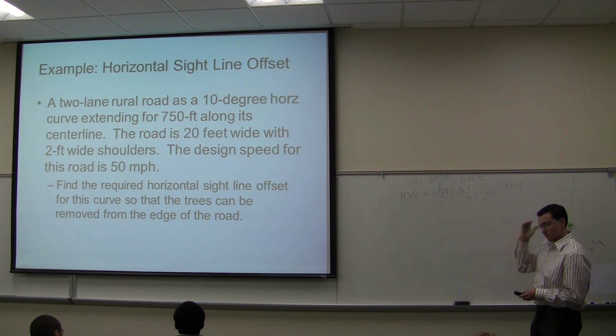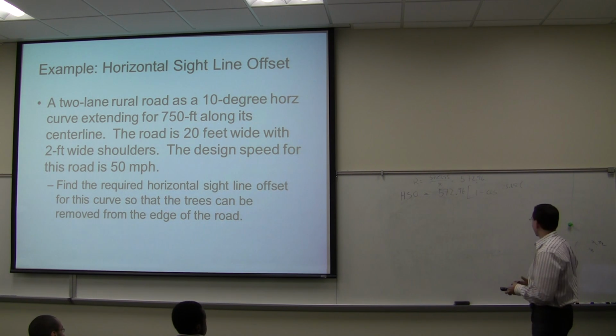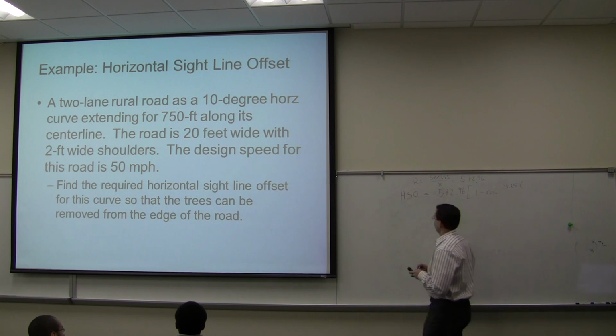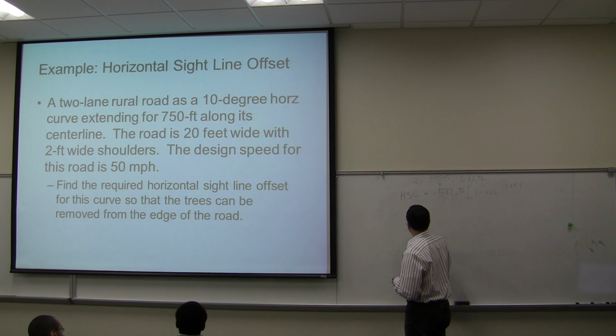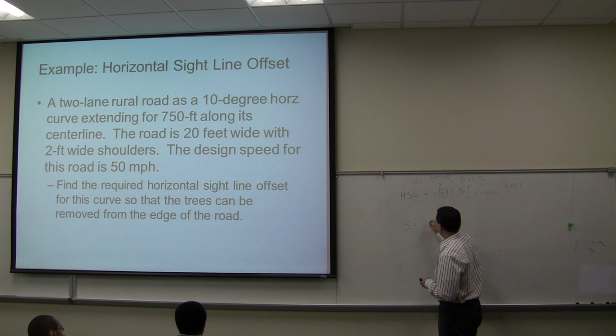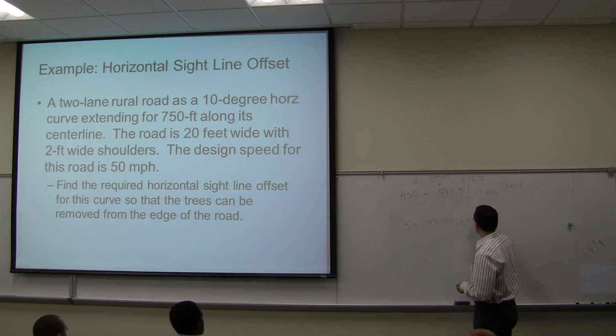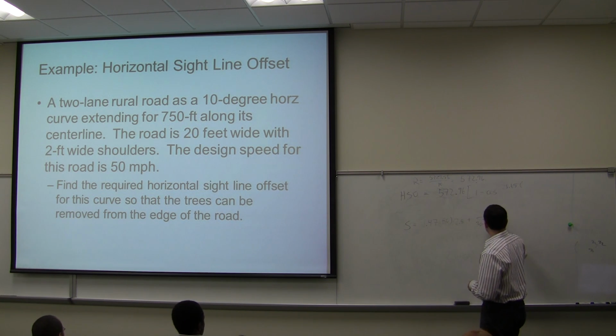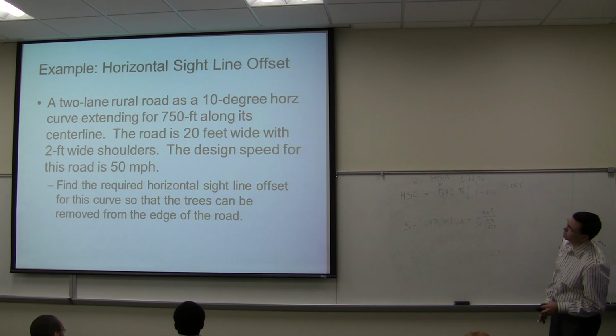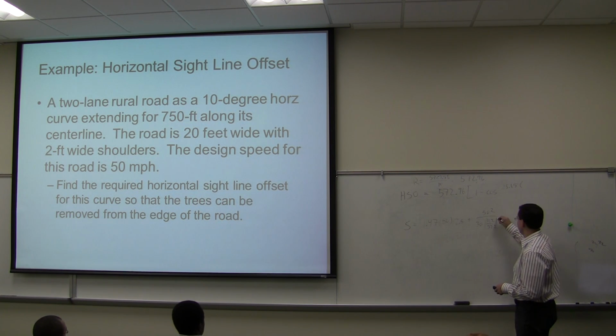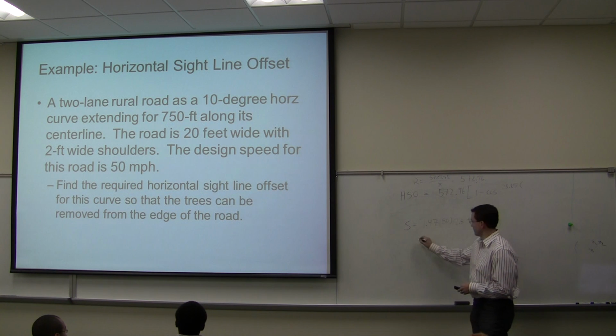Now what do we do? How can we calculate it? 1.47 times 50. What's our standard? 2.5. 2.5 plus 50 squared over 30, 11.2 over 32.2. Do we have a grade? We don't have a grade.